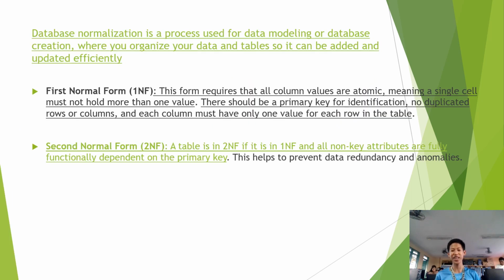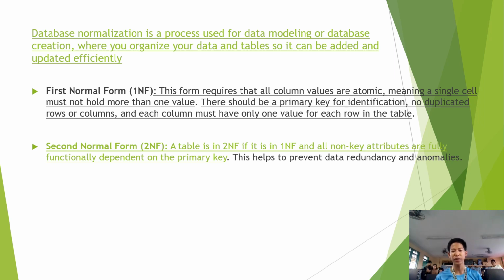Database normalization is a process used for data modeling or data creation where you organize your data and tables so it can be added and updated efficiently. The first normal form requires that all column values are atomic, meaning a single cell must not hold more than one value. There should be a primary key for identification, no duplicated rows or columns, and each column must have only one value for each row in the table.